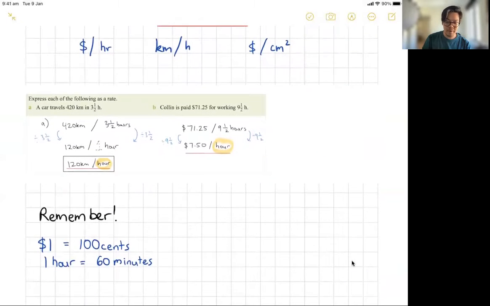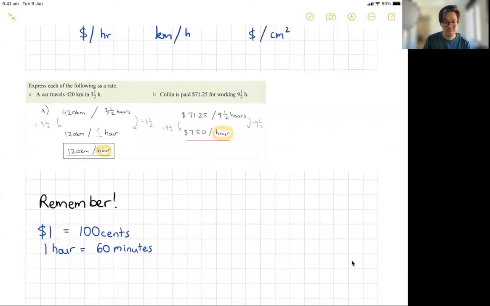And also just remember, as we start to work with more and more different units, just remember that $1 is how many cents? Hopefully you guys know this. It's 100 cents. And if I'm talking about 1 hour, that's 60 minutes. And probably another one that might be useful, not for the work you'll do today, but useful for life. If I said that there's 1 minute, how many seconds is that? It's 60 seconds. Okay. So I hope that helps.